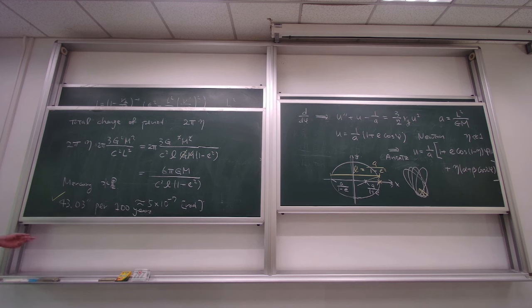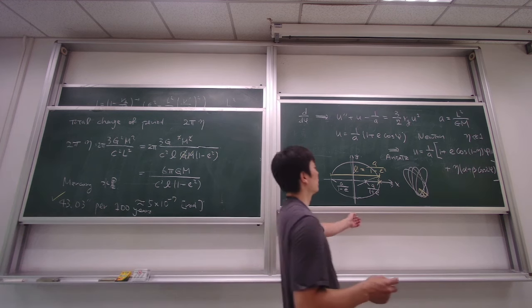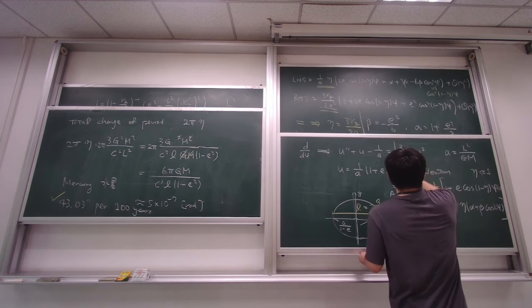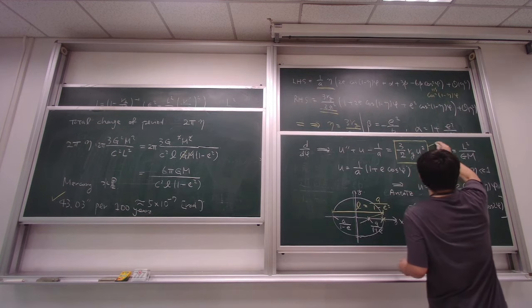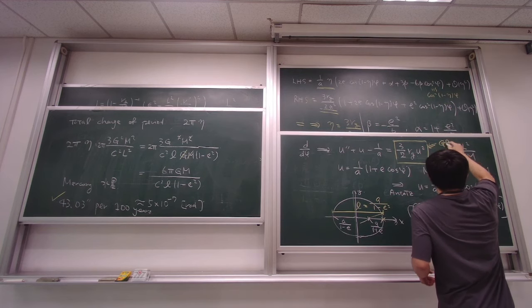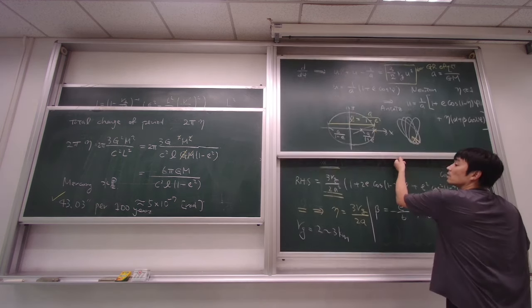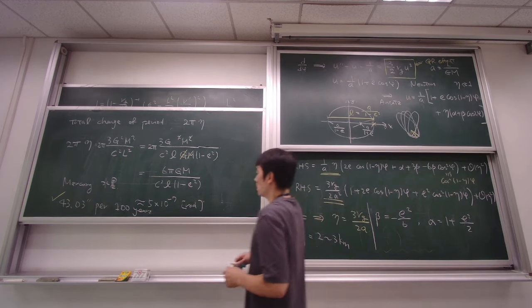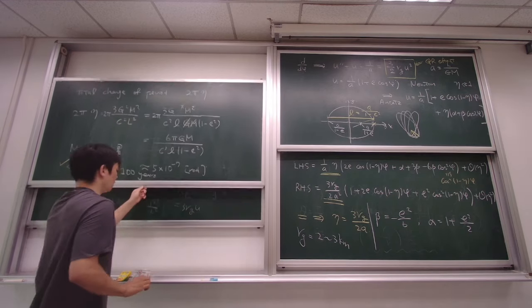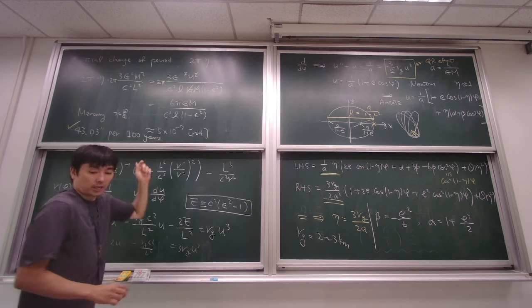Fine. So this is the consequence of the GR effect. This is the GR effect. Consequence effect. Any question at this moment?